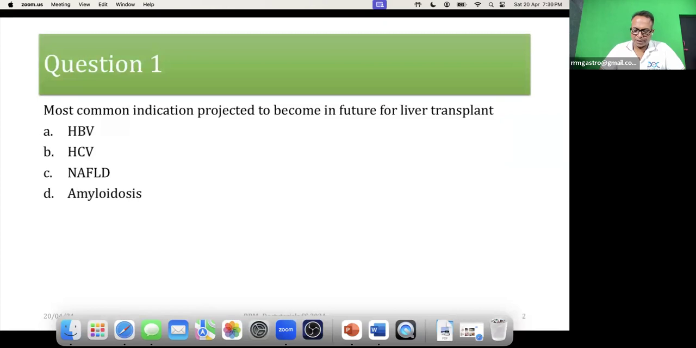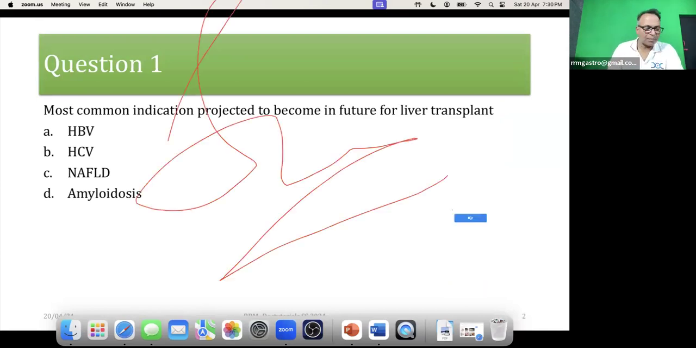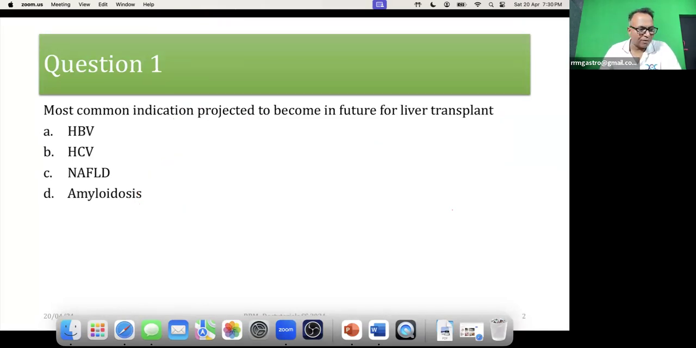Most common indication projected to become in future for liver transplant. So what is a common indication of liver transplant for future? Yes, you can post your doubts and queries in the chat box. Let the session be interactive so that I will also be answering your queries. Most common indication projected to become in future for liver transplant, from Bailey and Love. What is the answer for this?